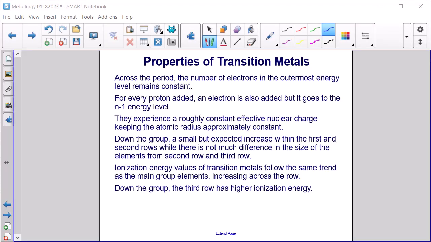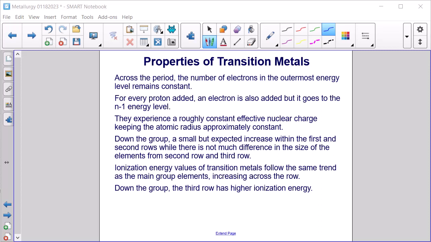Across the period or row of the d block, the number of electrons in the outermost energy level remains constant. For every proton added, an electron is also added, but it goes to the (n-1) energy level. They experience a roughly constant effective nuclear charge, keeping the atomic radius approximately constant. Down the group, there is a small but expected increase within the first and second rows, while there is not much difference in the size of the elements from the second row and third row.